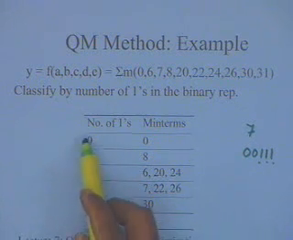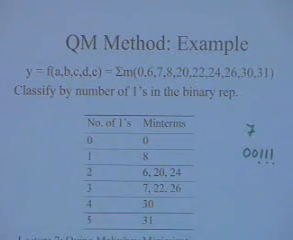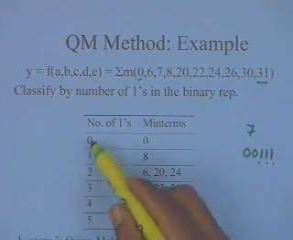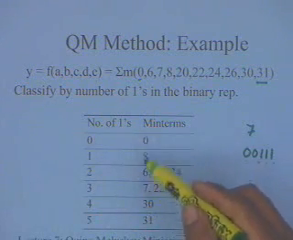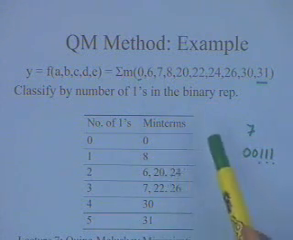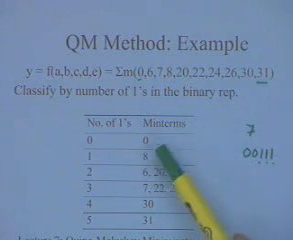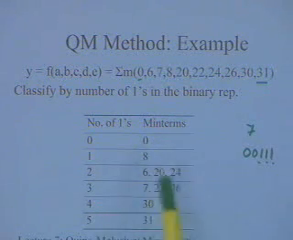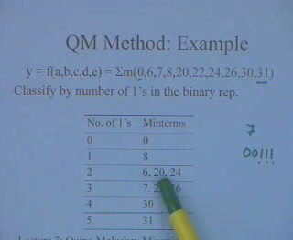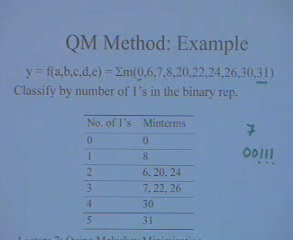So I am classifying this. The number of ones can vary from 0 to 5. 0 has no ones, and 31 has 5 ones. All the minterms will be classified depending upon the number of ones. So 0 has none, 8 has only 1 one. 6, 20, 24 have 2 ones: 6 consists of 4 plus 2, 20 consists of 16 plus 4, 24 consists of 16 plus 8. And 7, 22, 26 have 3 ones, and so on.